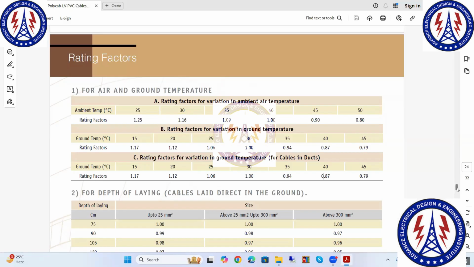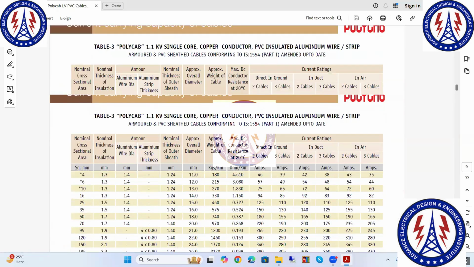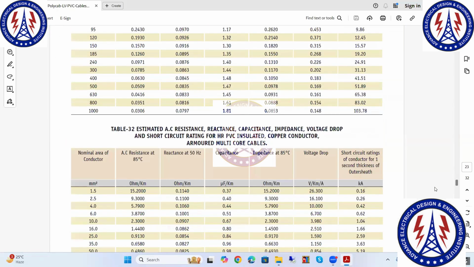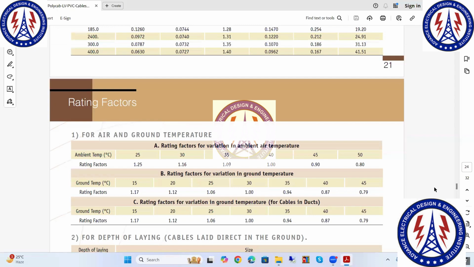As I told earlier, the next thing is, whenever we are doing the sizing calculation, remember to use the correct catalog. This is the cable catalog for the IS standard. So we cannot use this catalog for sizing the cable in the UK because the conditions and the temperature are different. In that case, we need to use the IEC or the BS. So this thing needs to be understood.